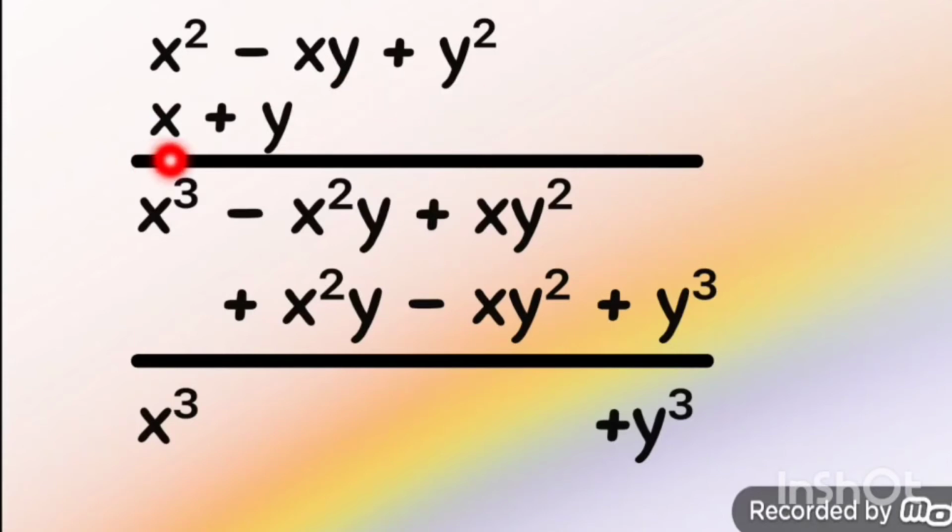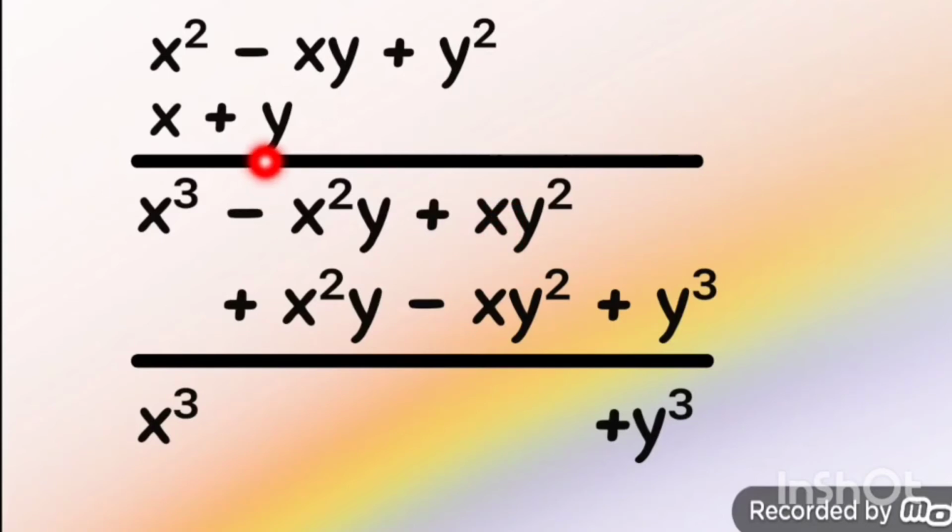First we take x and then we will multiply it with x square minus xy plus y square. X multiplied by x square will be x cube. X multiplied by minus xy will be minus x square y. X multiplied by y square will be xy square.